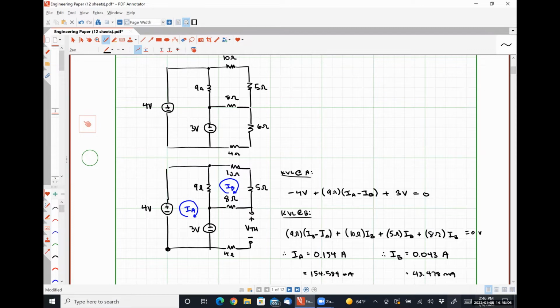Connor, since I believe it was you who suggested that we do mesh analysis, I would like for you to explain to me how we can use the results of that mesh analysis to determine that voltage VTH.